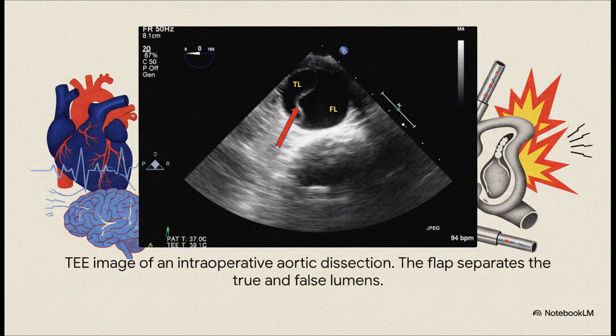This is the image that makes your heart stop. You've just gone on bypass, and suddenly this new intimal flap appears in the aorta. The jet from the cannula has literally torn the aortic wall, and now the pump is perfusing a false lumen. That means the brain, the heart, pretty much every vital organ is probably getting no flow. This is a stop-the-pump emergency, and it demands immediate, coordinated action.